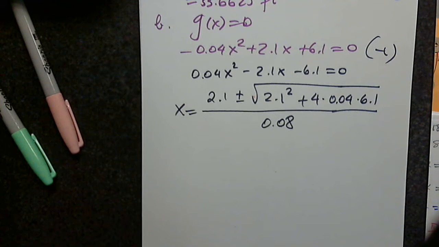With the graphing calculator, I will do this. Parentheses for the top: 2.1 plus the square root. Parentheses: 2.1 squared plus 4 times 0.04. I want to calculate that as 0.16. You don't have to. You can put all three in order. Close the parenthesis. Go outside of the square root and divide by 0.08.